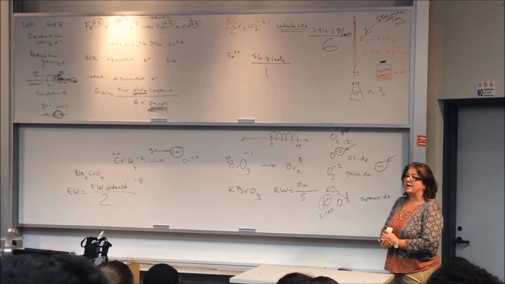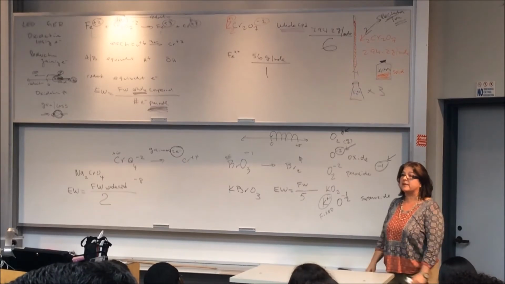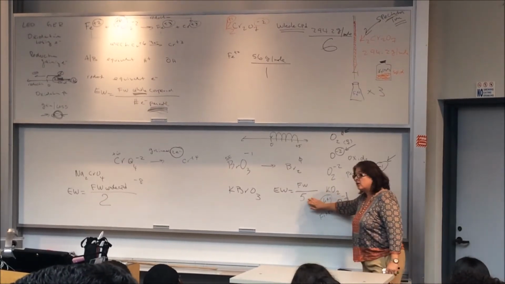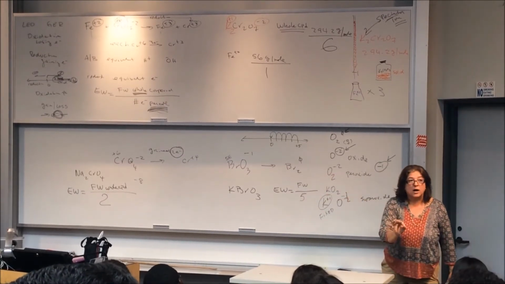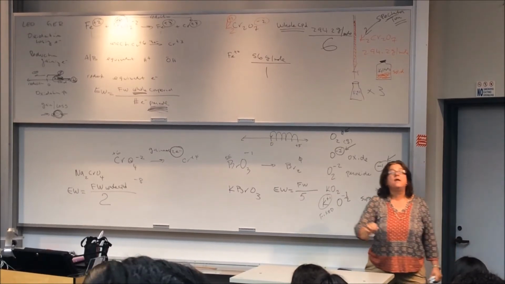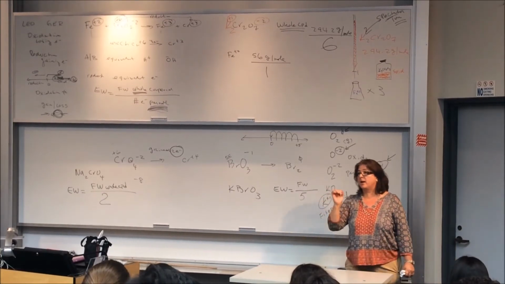The formula weight includes all of the atoms, even the spectators. And the denominator will be the number of electrons in the oxidation or reduction per mole of the compound.